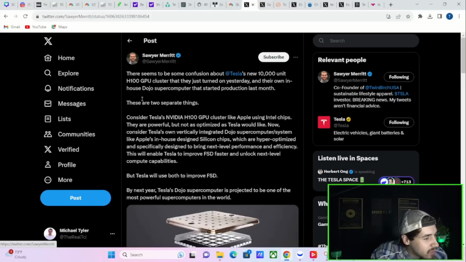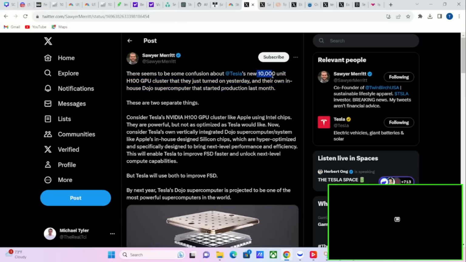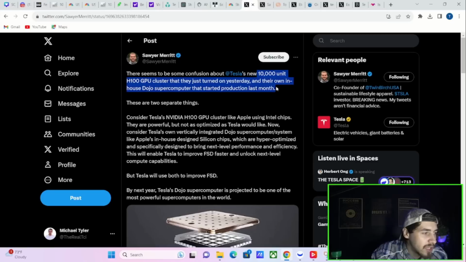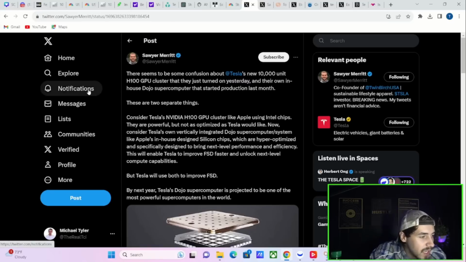Sawyer Merritt on Twitter is breaking down a little bit of confusion that some investors have regarding this 10,000 unit H100 GPU cluster and the in-house Tesla Dojo supercomputer that started production last month. There are two separate things. Consider Tesla's NVIDIA H100 GPU cluster like Apple using Intel chips. They are powerful, but not as optimized as Tesla would like.